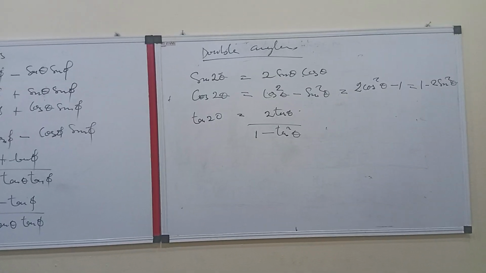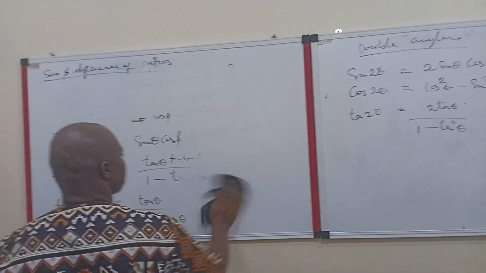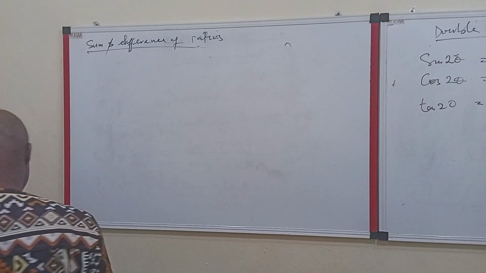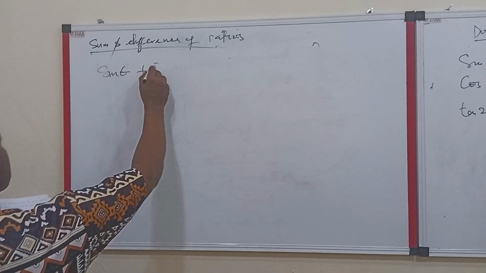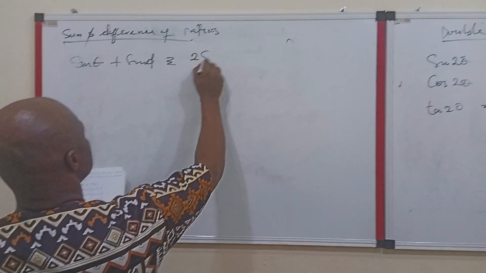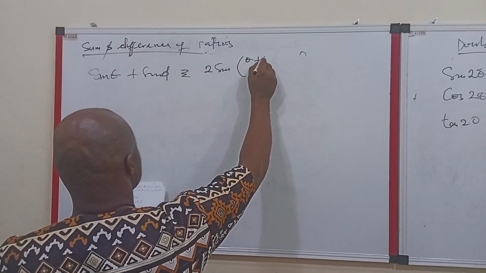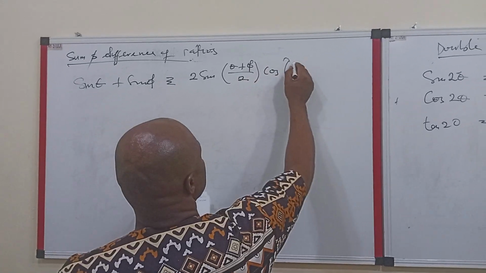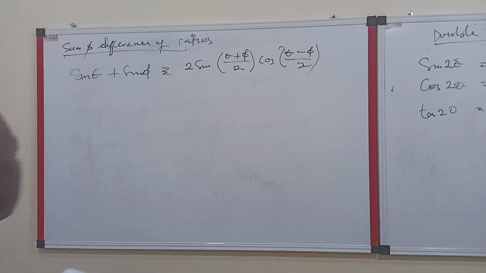Sum and difference of ratios. In that of sum and difference of ratios, we have sine theta plus sine phi is equal to 2 sine (theta plus phi) all over 2, cos (theta minus phi) all over 2. That's what we have.